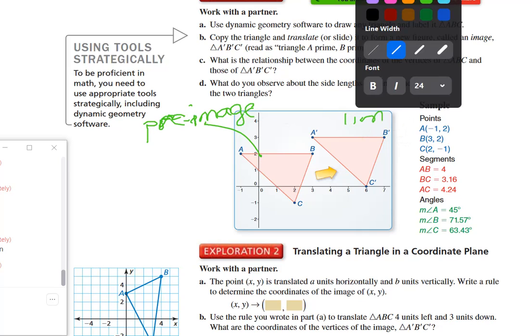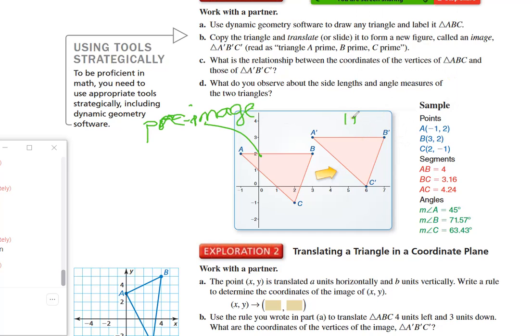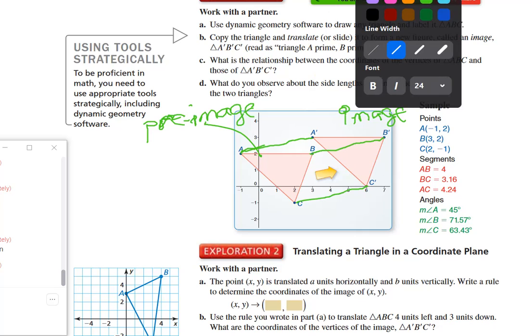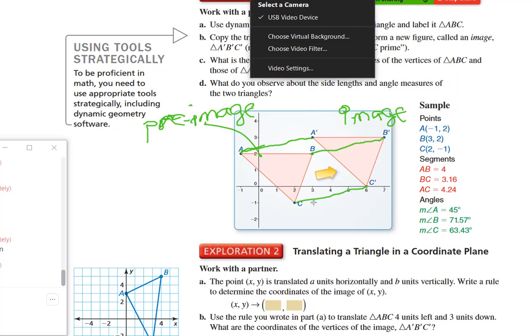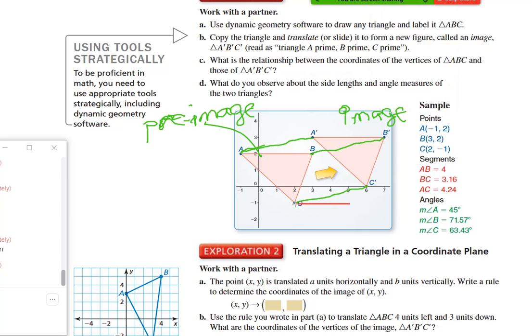This one is the image. It is the result of the pre-image and the translation. So what you'll notice is that there are 2 ways of thinking of this change. You could think that you went in a direction like this from A to A prime. See how everything could go like this? But we could break it down. Let me change colors here. We could break it down into you moved a certain amount over and then a certain amount up.